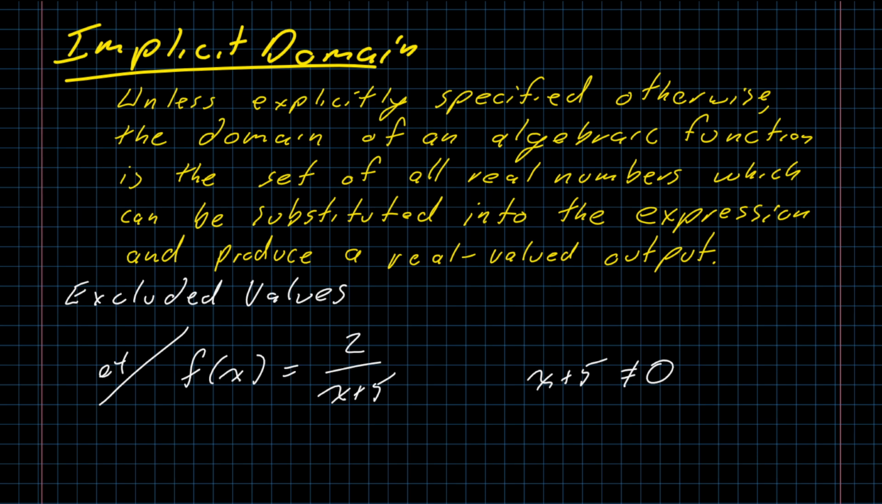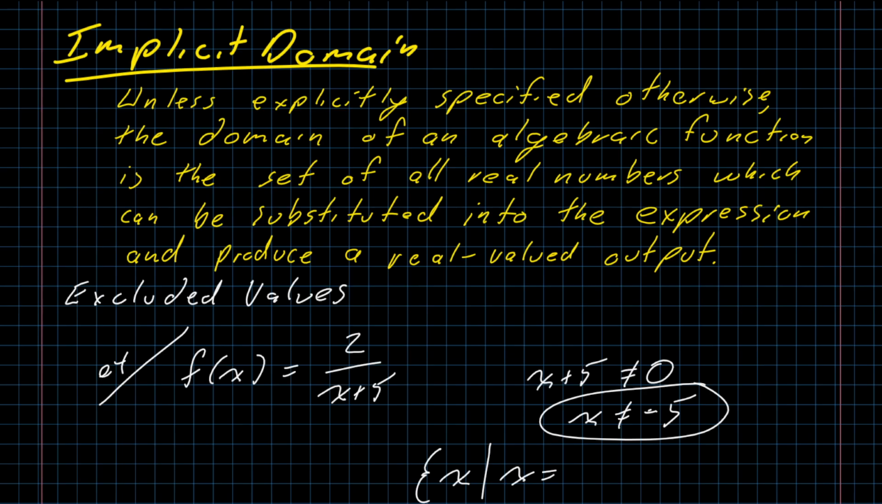And inequalities are solved the same way that equalities are. We have the addition property. We can subtract 5 from both sides of the inequality, and we get that x is not equal to negative 5. That's the domain of this function. I guess to be technically correct, we should set that up using set builder notation, the set of all x such that x is not equal to negative 5. I'm not that worried about the details of notation. I'm worried about recognizing that if you try to plug negative 5 in for x, bad things happen.